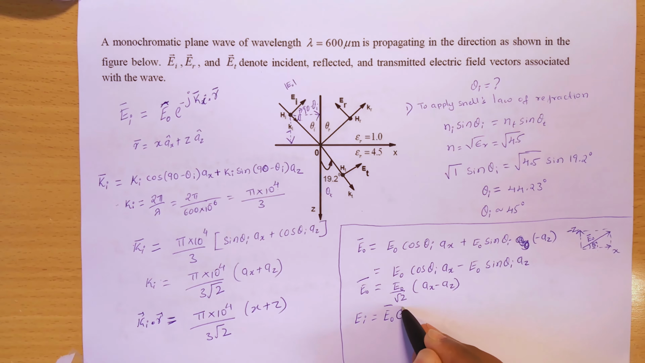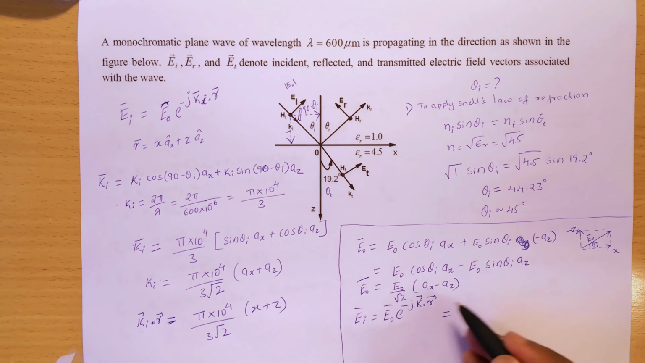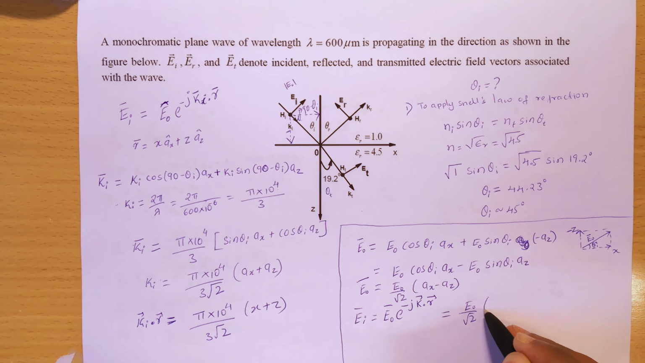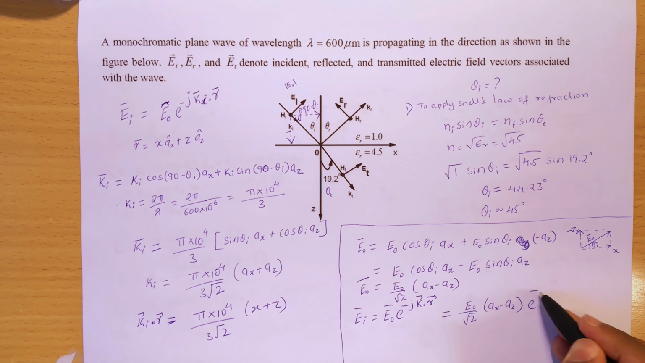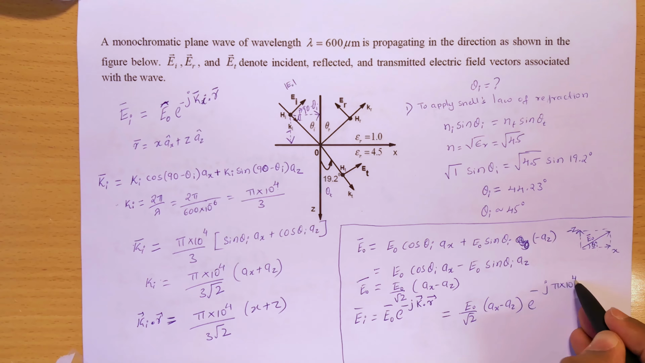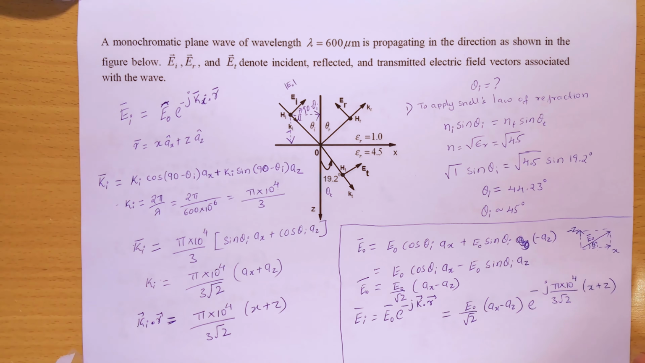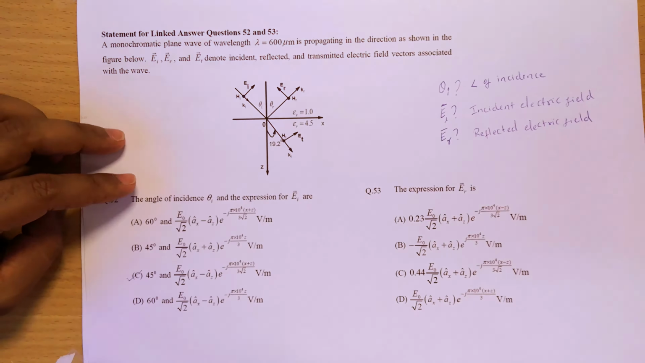E naught e raised to minus j k dot r, and when we combine these two, we will get the total expression for EI as E naught by root 2 (ax minus az) e raised to minus j pi into 10 raised to 4 by 3 root 2 (x plus z). Okay, so this is the final expression, and let's check whether we have this option in the given question.